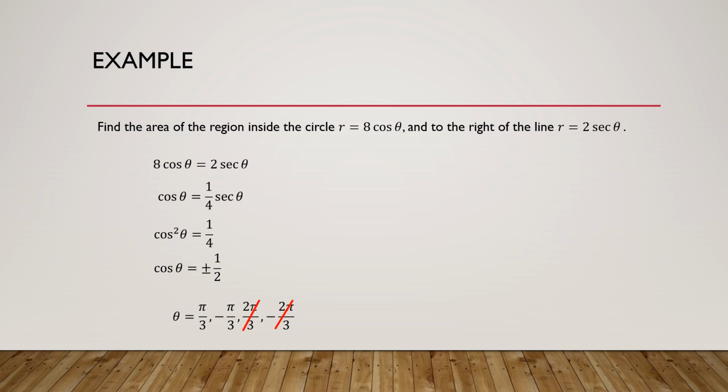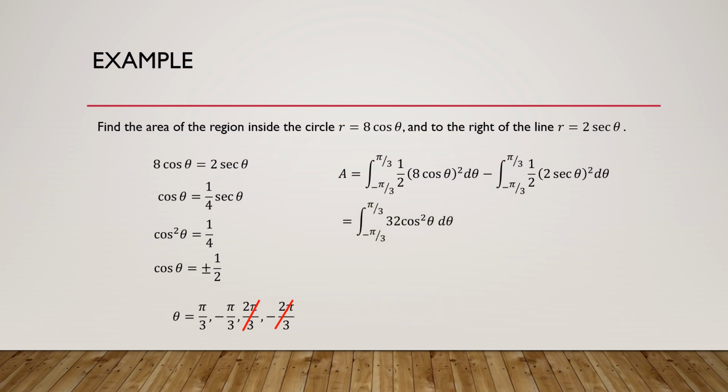Next, we set the area problem to be the integral from negative pi over 3 to pi over 3 of 1/2 (8 cosine theta) squared d theta minus the integral from negative pi over 3 to pi over 3 of 1/2 (2 secant theta) squared d theta. 8 squared is 64 times 1/2 of that is 32. Then 2 squared is 4 times 1/2 is 2. 32 and 2 can then be moved outside of the integrals as constants.